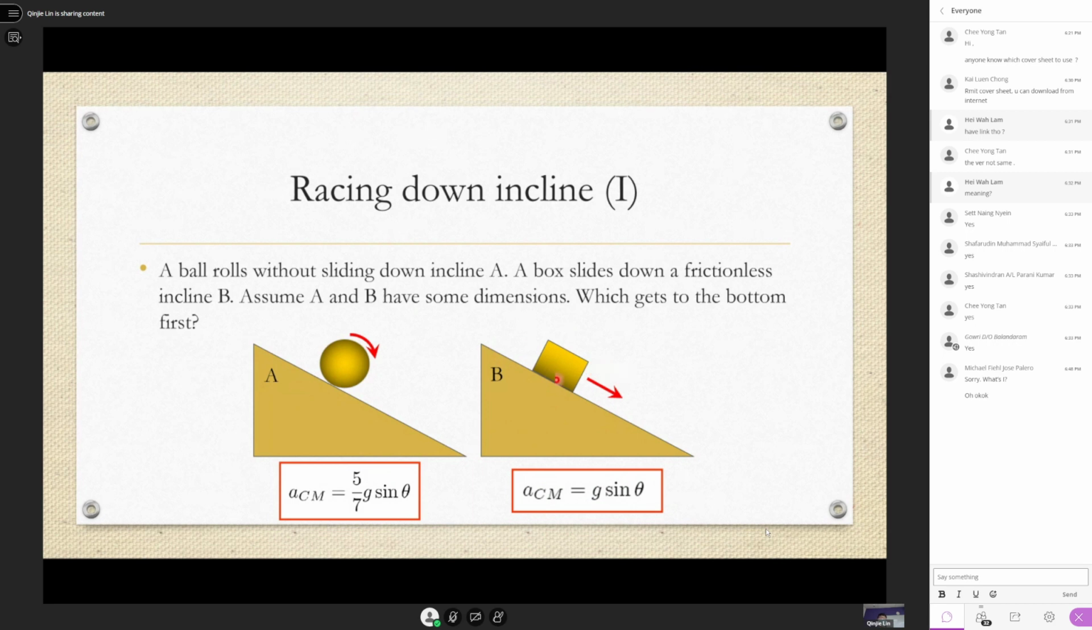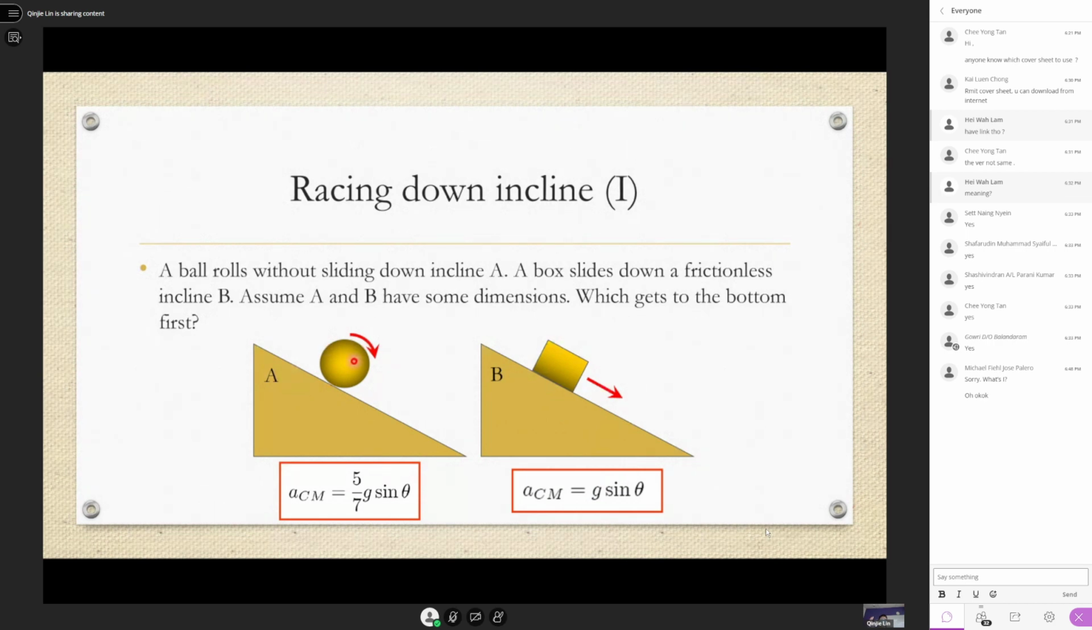Not very intuitive. You will think that a ball can roll down faster, but if you have a box sliding down a frictionless incline, it's going to accelerate much faster. Why? They have the same height, the same potential energy, but the potential energy not only has to go into moving the ball down, it also has to go into rotating the ball.